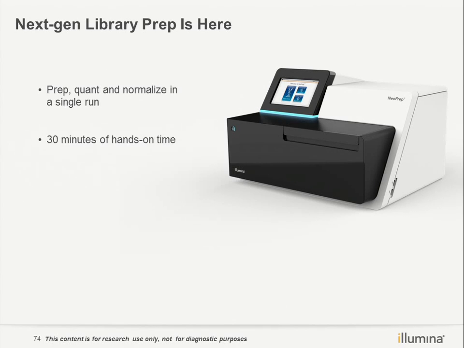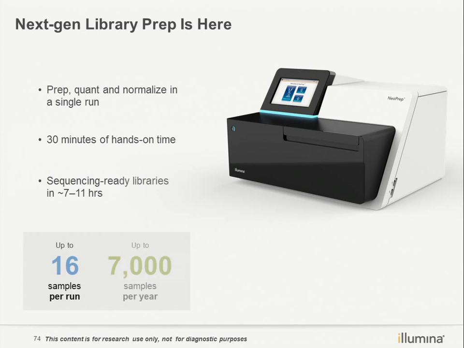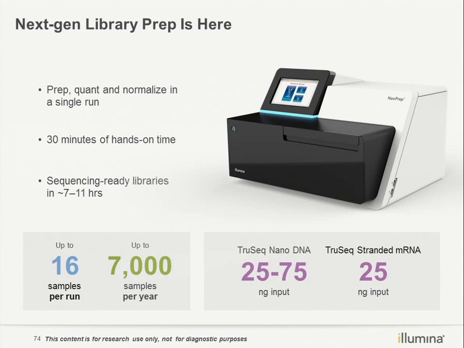You only need to take 30 minutes of hands-on work, and all the other work can be done within this machine. It can provide sequencing-ready libraries within 10 to 11 hours. For each round, it will run up to 16 samples, and it requires an even smaller amount of DNA or RNA input. Until now, this machine only supports two of our kits, but in the coming year, I think more and more kits will be launched compatible with this machine.